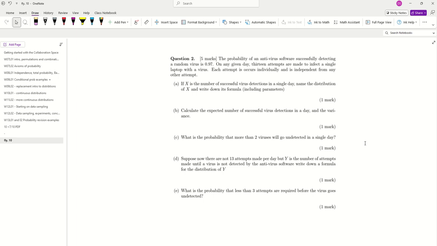the notion of success and failure when you're considering a binomial distribution. So question 2, really like part A, right? The answer to that is binomial, right? It's binomial with n equals 13 and p equals 0.97.